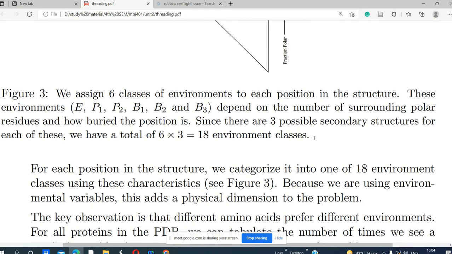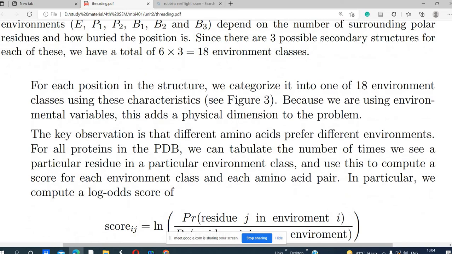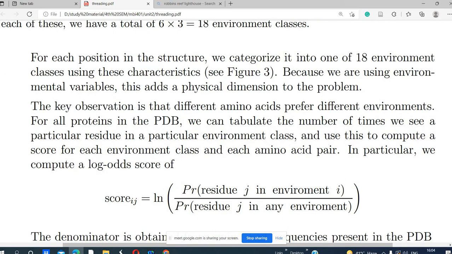Okay, it is clear. Actually we have assigned the profile. These are the 6 categories, and there are the 3 types of structure like alpha, beta and extended loops. So we will assign these 3 possible structures for each of the amino acids. For each position in the structure, we categorize it into one of the 18 environment classes using these characteristics, because we are using the environmental variable. So this will add a physical dimension to the problem.